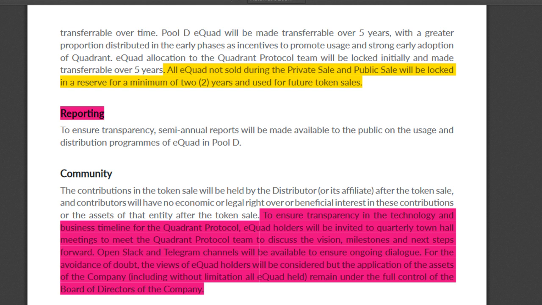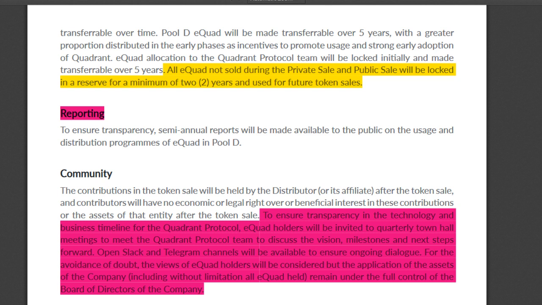And then this is another note here in pink: to ensure transparency in the technology and business timeline of the Quadrant protocol, eQuad holders will be invited to quarterly town hall meetings with the Quadrant protocol team to discuss vision, milestones, and next steps forward. Open Slack and Telegram channels, that's you guys, will be available for ensuring ongoing dialogue. For the avoidance of doubt, the views of eQuad holders will be considered, but the application of assets of the company, including without limitation all eQuad held, remain under the full control of the board of directors of the company.